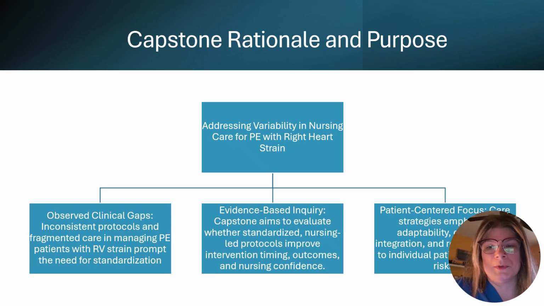This capstone proposal was motivated by a critical clinical observation. Patients with acute pulmonary embolism, complicated by right heart strain, often experience inconsistent care due to variations in institutional protocols and provider experiences. These inconsistencies pose a significant risk to patient safety and outcomes. By examining how nurse-led interventions can standardize care delivery and mitigate these disparities, the project aims to bridge the gap between established best practices and frontline application.